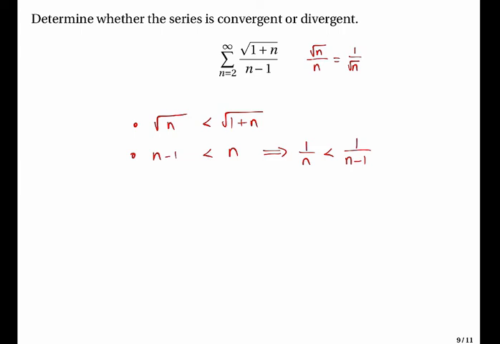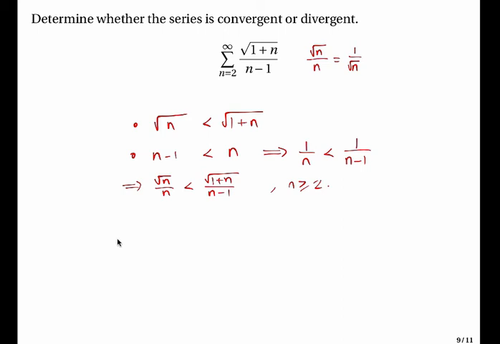Okay? Meaning, what we will get is that square root of n over n will be less than square root of 1 plus n over n minus 1. And of course, this is true for all n greater than or equal to 2. Okay?